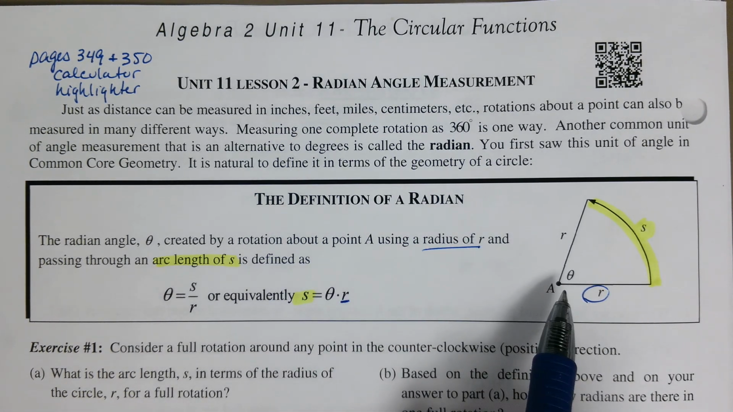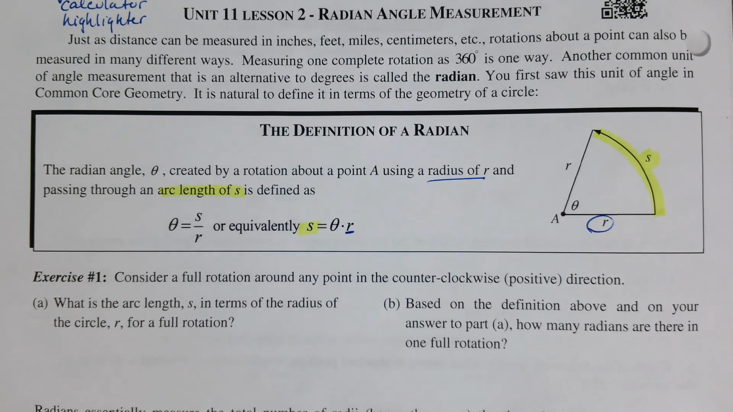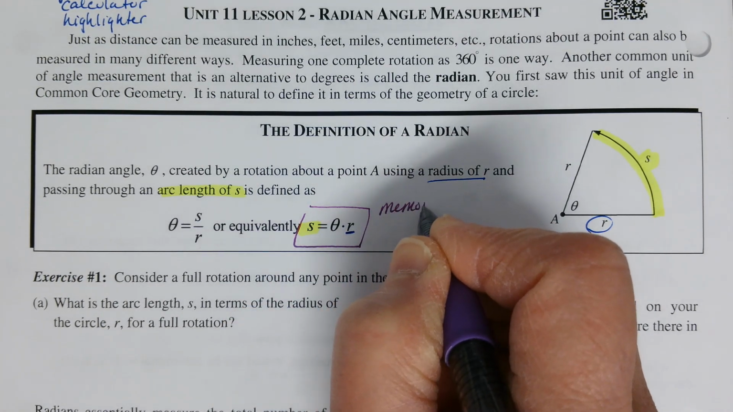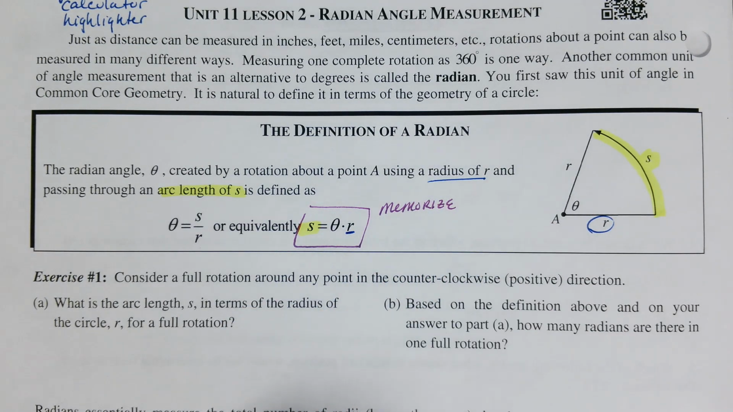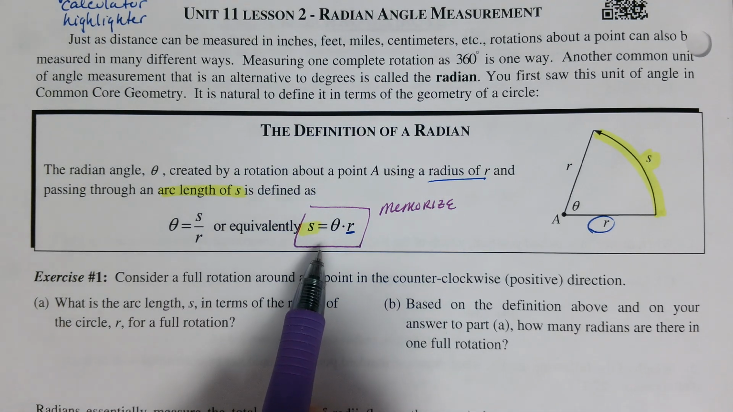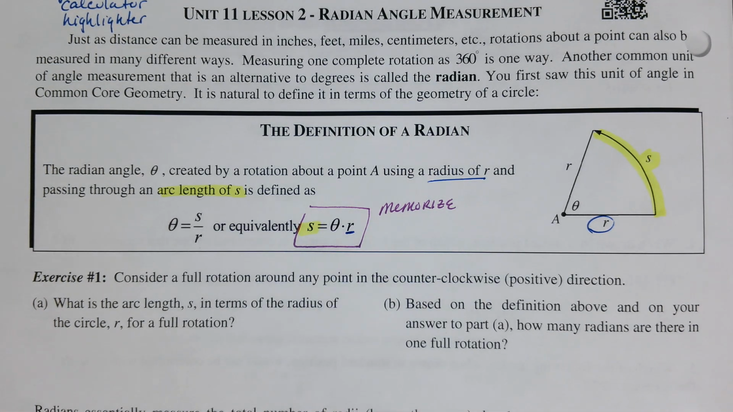So the radian angle measure is equal to the arc length divided by the radius. In turn, the arc length is equal to the angle measure times the radius. You want to memorize this. It's not given to you, and I'm not sure which one you learned last year in geometry, if it was this version or its equivalent. I usually use S equals theta R.